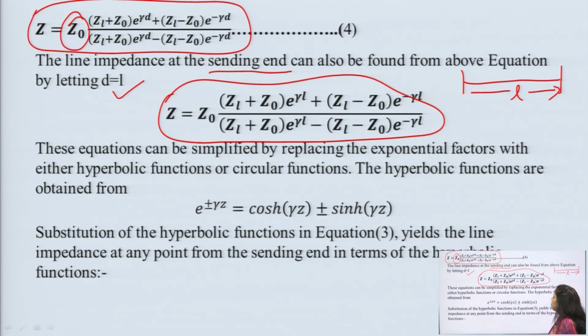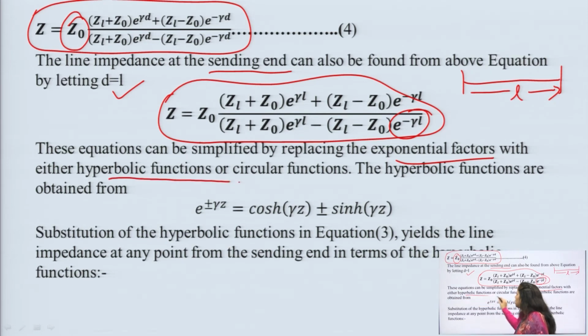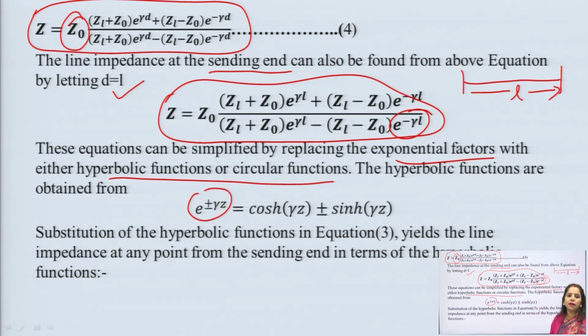This equation can be simplified also. We have two equations available, but there exists one more equation of the line impedance, in terms of hyperbolic functions, cosh and sinh. This equation can be simplified by replacing the exponential factors. We all know these exponential factors can be written in the form of hyperbolic or circular functions. The hyperbolic form is e to the power plus minus gamma z equal to cosh gamma z plus minus sinh gamma z. So, what are we able to do?